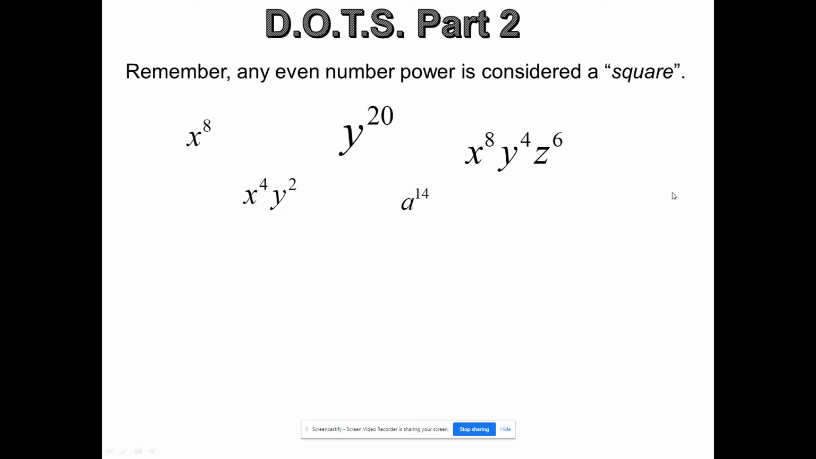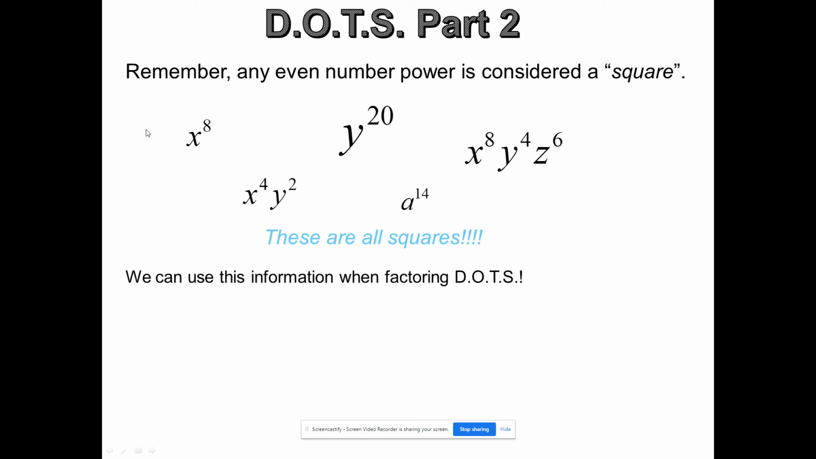So we can put those as the term in the binomial for a difference of two squares. Okay, so these are all squares. Kind of like you guys, right? Okay, we can use this information when factoring difference of two squares. Okay, so let's say this was the example on the what, why, and how. So that's even. That's even. So as long as we have even powers, our bases with exponents, our variables are considered squares.